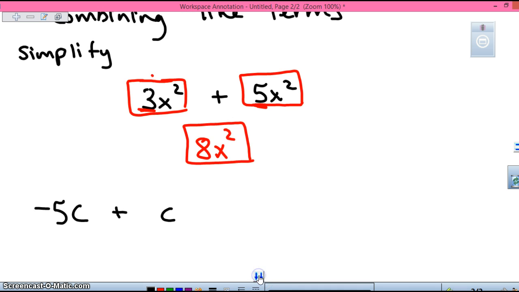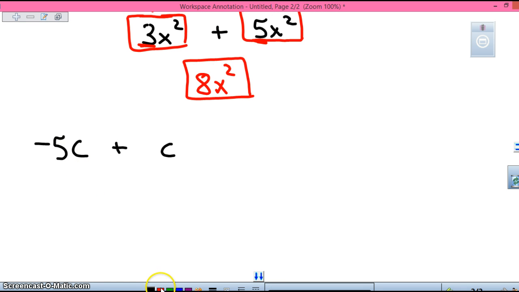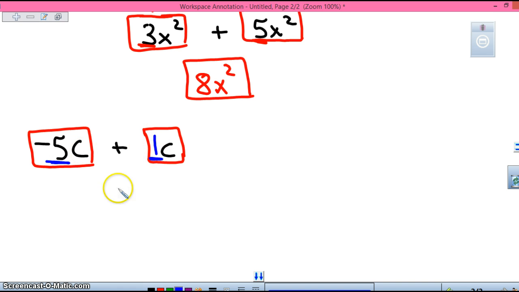If we have to simplify negative 5c plus c, these are like terms. They both have the same variable and the same exponent with the variable, in this case 1. So we have to add their coefficients. The coefficient here is negative 5. What is the coefficient in front of c? 1. Negative 5 plus 1, negative 4c.